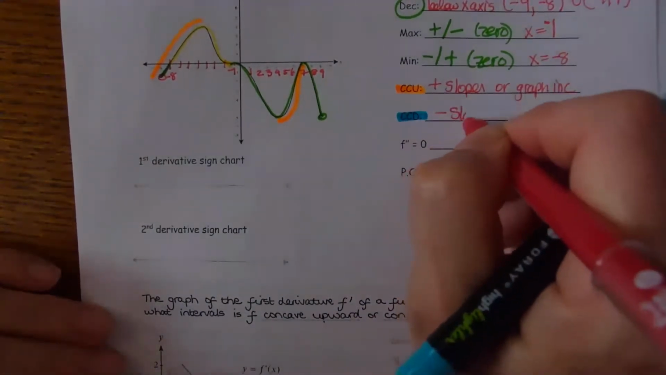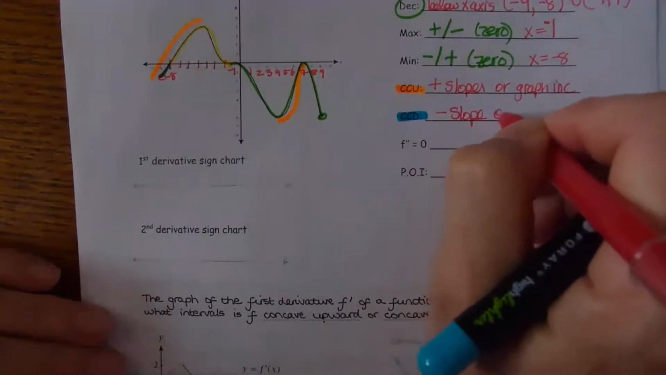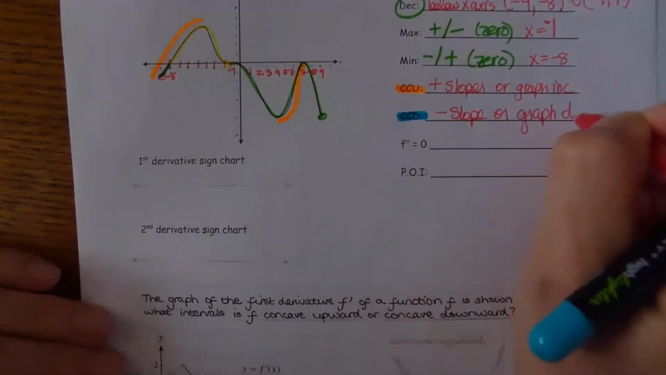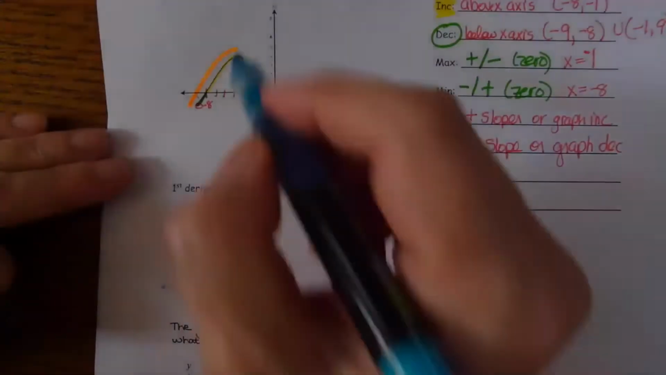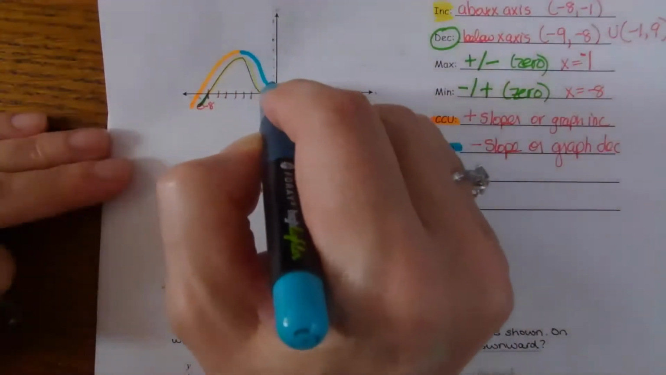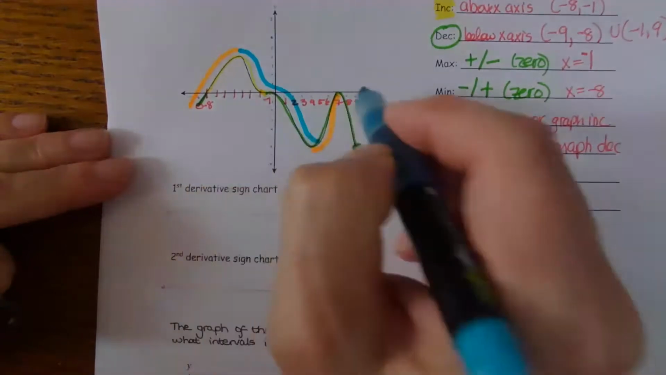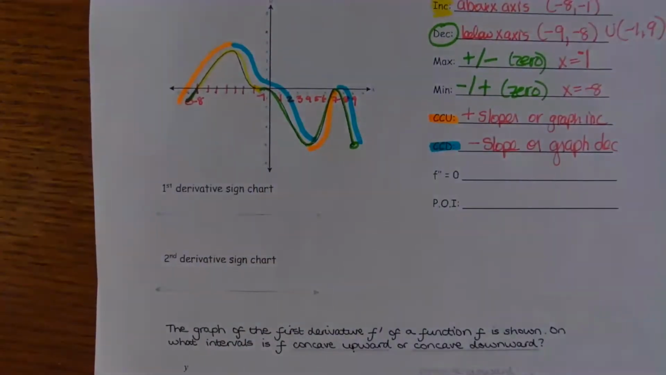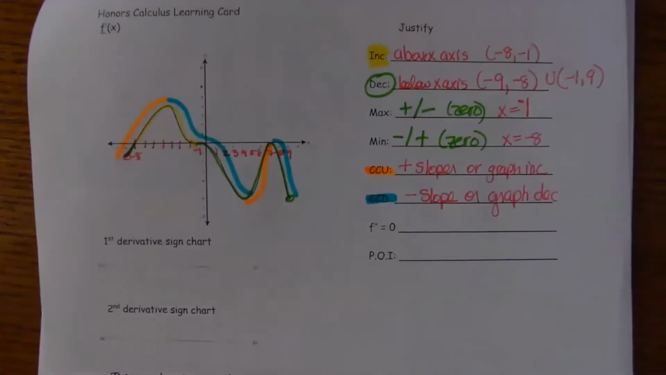Negative slope, or graph is decreasing. Where do you see a negative slope? Well, does that make sense with the color coding? Is it easy for you to look at that? All right. Now tell me where that is.